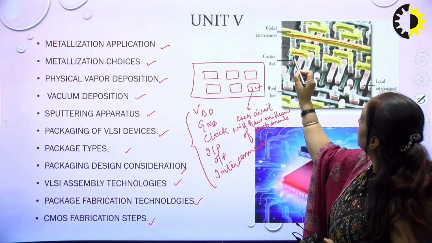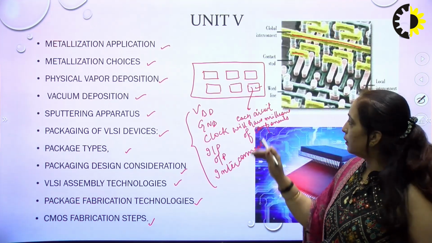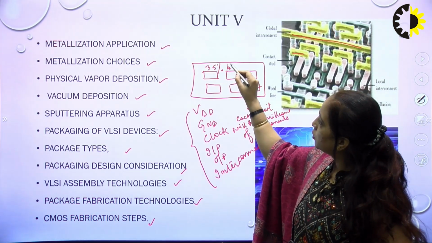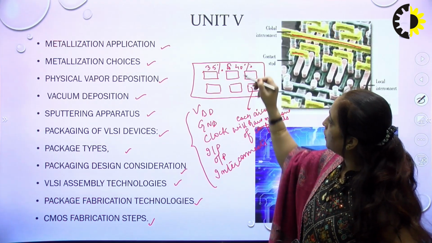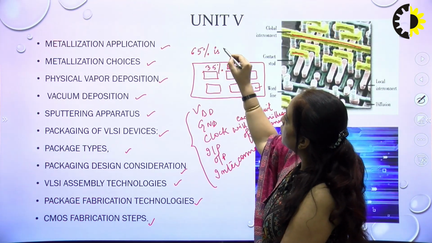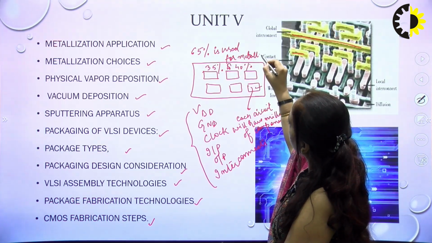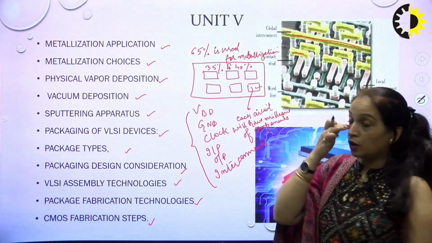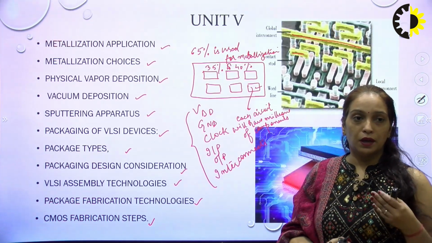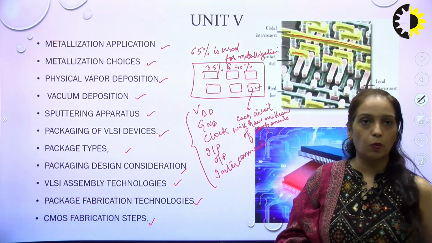Here we have the contacts, okay, so some small contacts, right. So this way the metallization is done, and it is very surprising that only 35% to 40% of the area is dedicated for the circuits, and the rest 65% is used for the metallization. Now because the number of metal lines has increased in VLSI technology, we are now working with 7 to 9 metal lines to have the complete metallization of one IC.